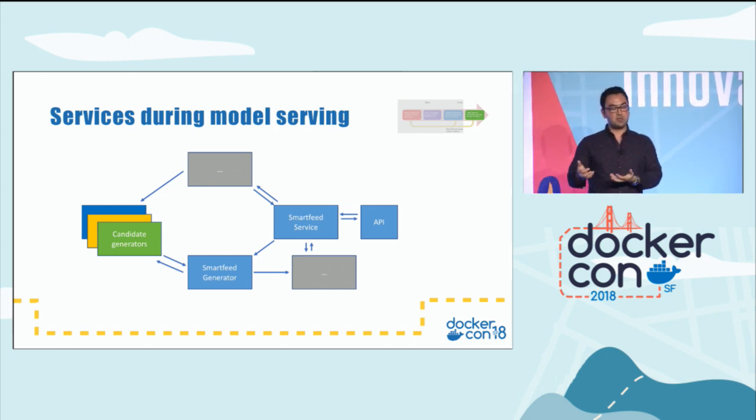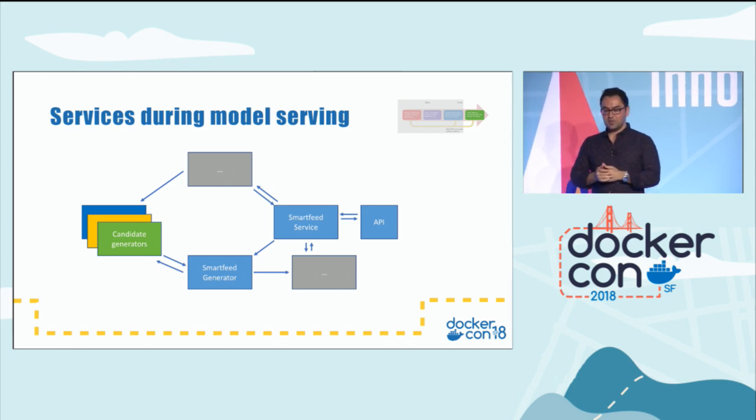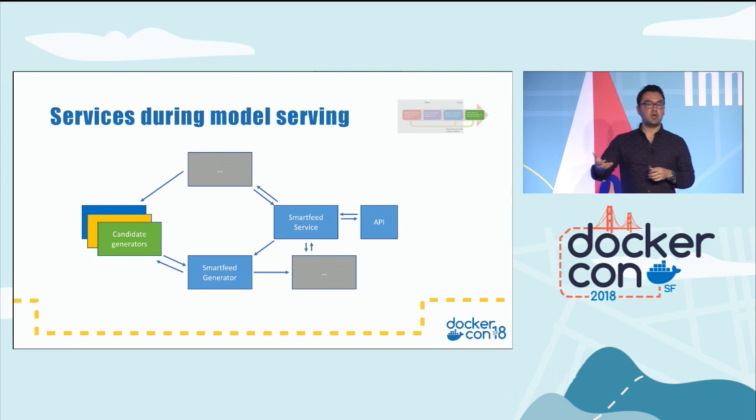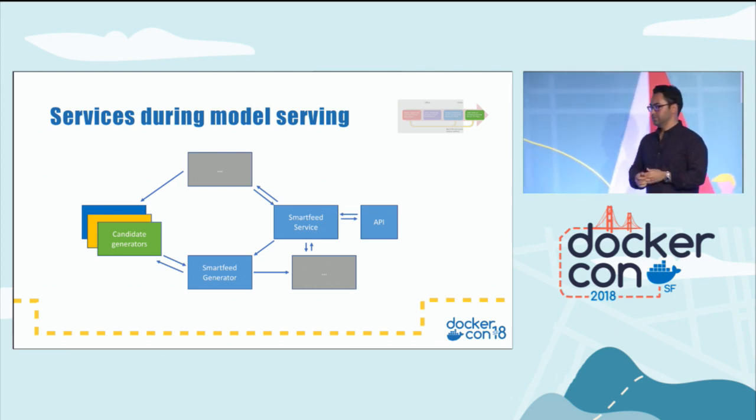They pass the smart feed generator a few thousand of their best candidates. And in the smart feed generator, we do the ranking and pass a few hundred back to the smart feed service. And through the API, you see the pins that are exposed to you. So at this point, I will pass it to Kinnary again to talk about how we are using Docker behind each of those services.